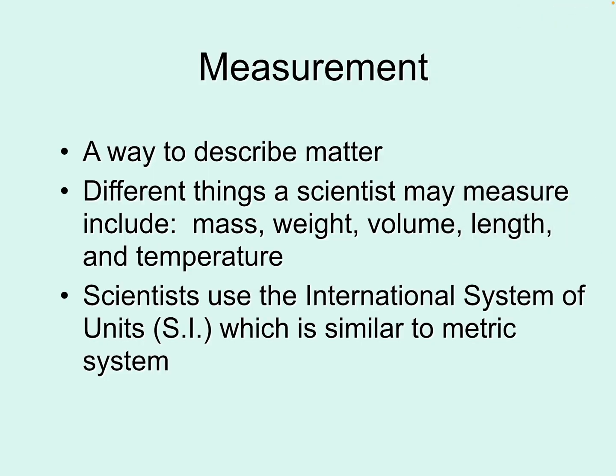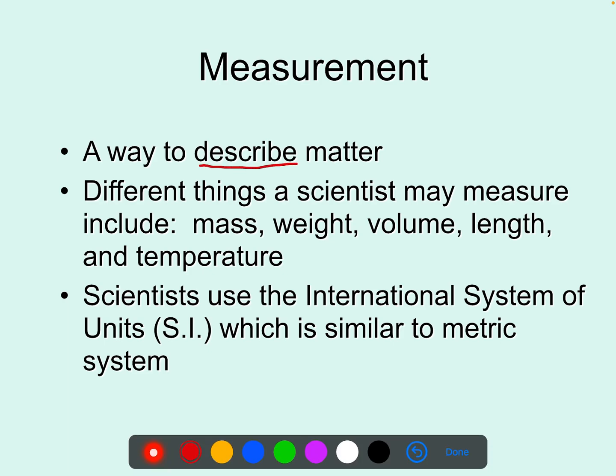Today in our final part of the unit, we're going to be talking about measurement. Measurement is a way to describe matter. It's a type of quantitative observation in which you're describing the matter that you're observing in a particular type of number. Like you might describe its mass, or its length, or its width, or its volume, that kind of stuff.